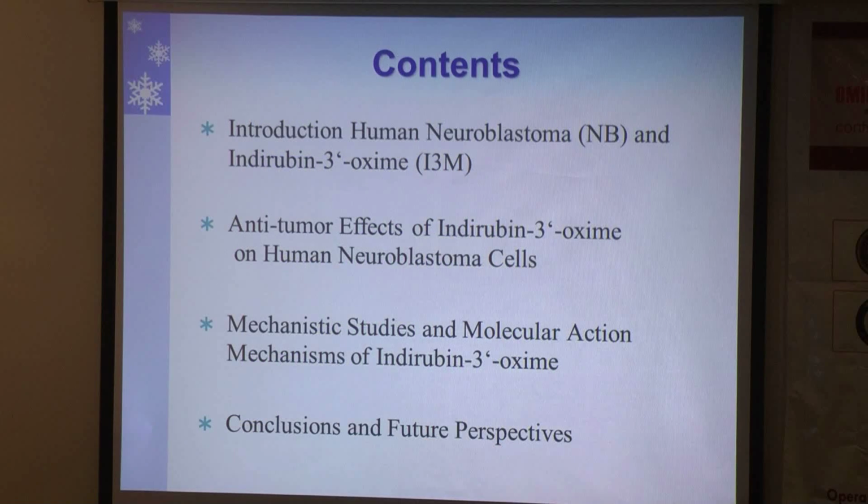Basically, in the next 20 minutes of my presentation, I will go through a number of things. Like today's second speaker, she introduced the human neuroblastoma to you, so I will almost skip this section. And then I will talk about the anti-cancer compound, a natural product called indirubin-3-oxime, abbreviated as I3M. We go through the data on its anti-tumor effect on human neuroblastoma. Then we try to look at the mechanism by which I3M can exert the anti-tumor effect on neuroblastoma. And finally, we would like to have some conclusions and the future outlook for research.